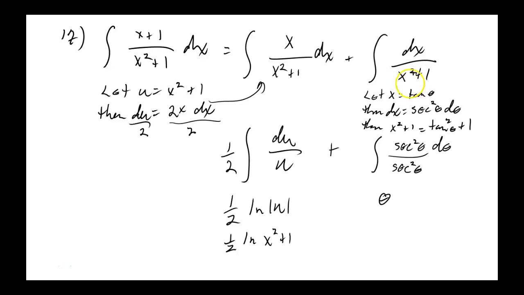But what is theta? If x is equal to tangent theta, theta is equal to arctangent, inverse tangent of x. Okay? So here we have our answer. So you just add those together. 1/2 the log of x squared plus 1 plus inverse tangent of x plus c.